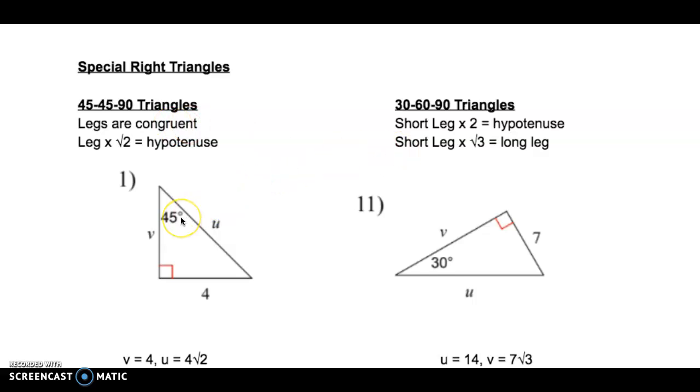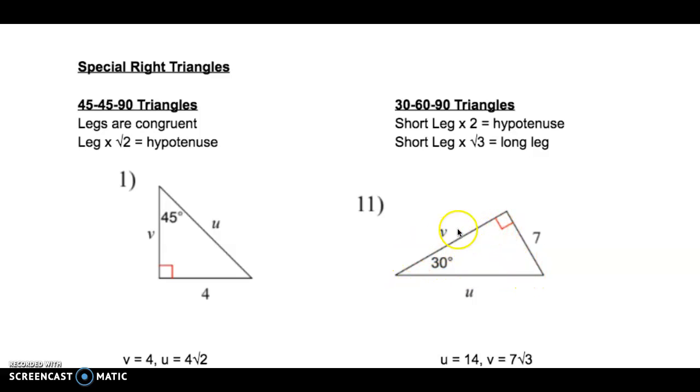So let's just solve these. Again, noticing number 1 is a 45, 45, 90. The legs are congruent, so V and 4 have to be both the same variable. It's also both the same value. So V equals 4. Then if you take any leg, since this is 4 and this is 4, it doesn't matter which one, and multiply by radical 2, you get the hypotenuse. So 4 times radical 2, or 4 radical 2, is u. And that's problem 1.